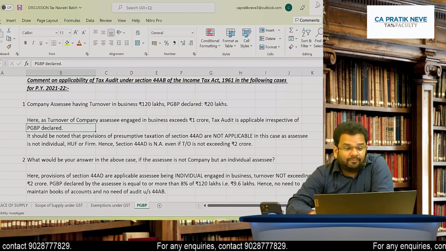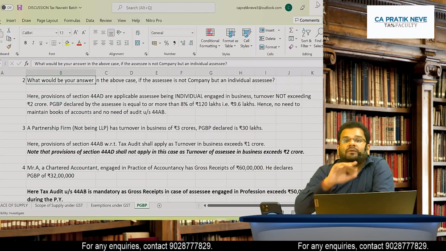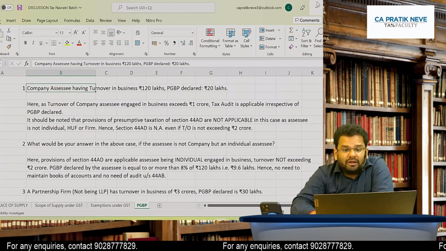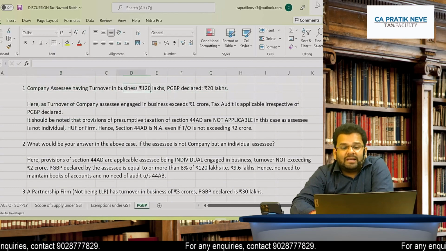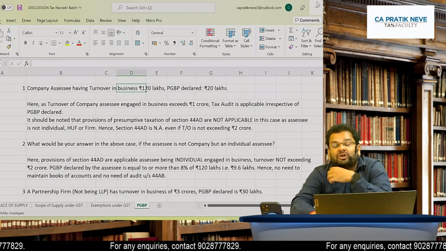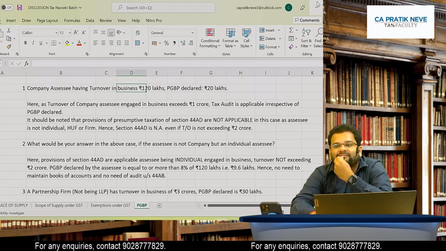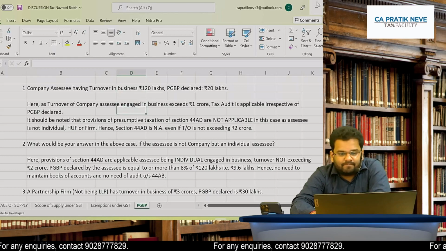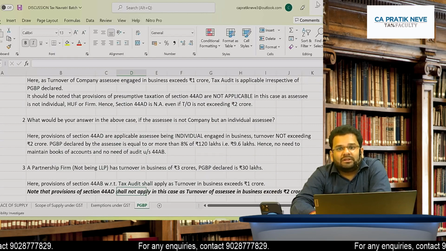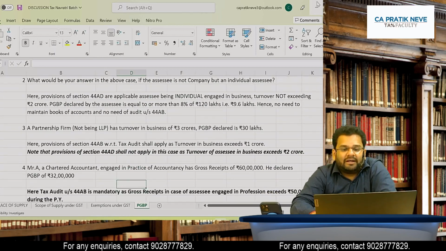Very good. What would be the answer in the above case if SSE is not a company but an individual? Mind you, income declared is 20 lakh. So 20 lakhs upon 120 lakhs into 100. Darshan, can you calculate how much percentage of turnover we have declared as PGBP? It's 16.67. So it is 8% and more, right? And turnover is less than 2 CR. So no tax audit. Agreed?